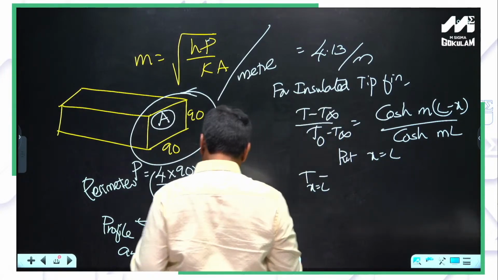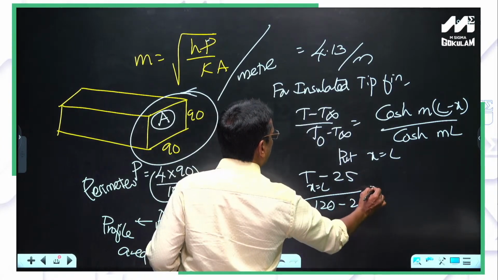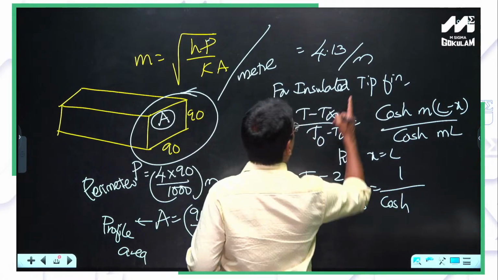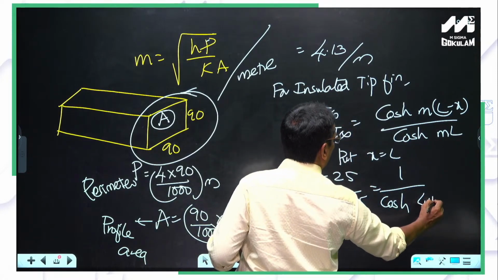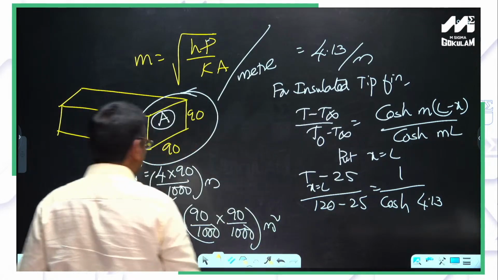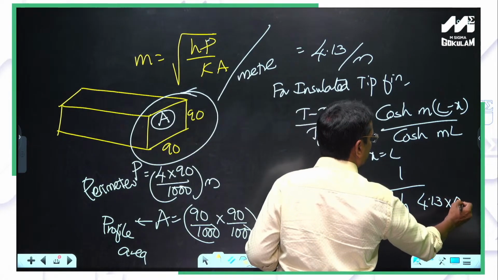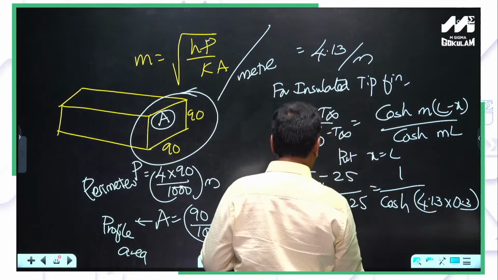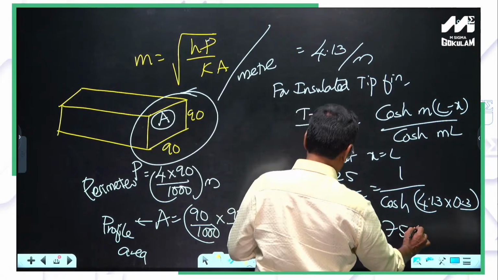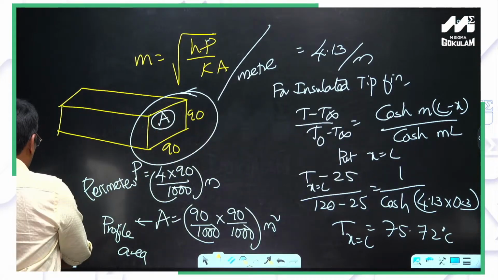What is the ambient temperature? 25. Base temperature is 120. 25. 1 divided by cosh, the m value has been calculated as 4.13, and length will become 0.3 because 0.6 is the total length. So, 2L is the total length, 0.6. Now it becomes 0.3. You will get the answer as the temperature at x equal to L, that mid plane, which will be 75.72 degrees Celsius.